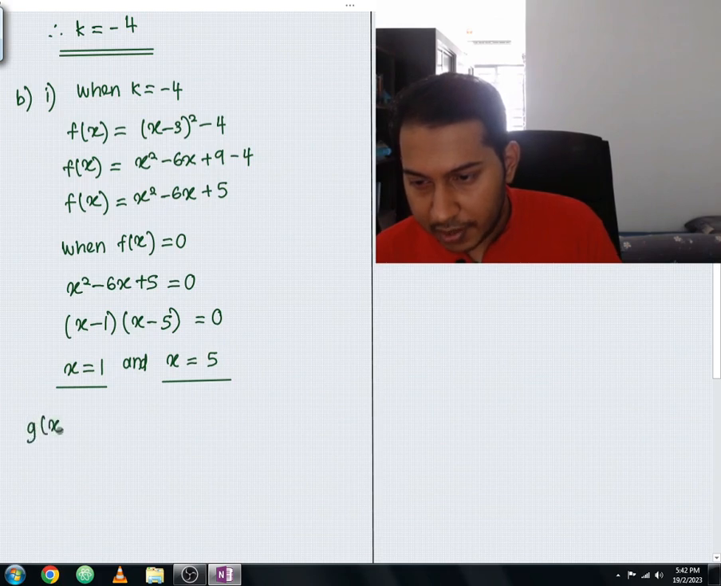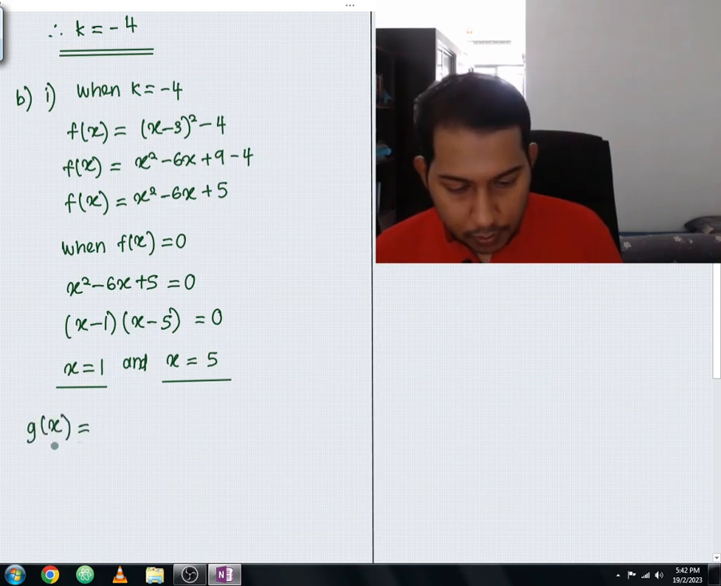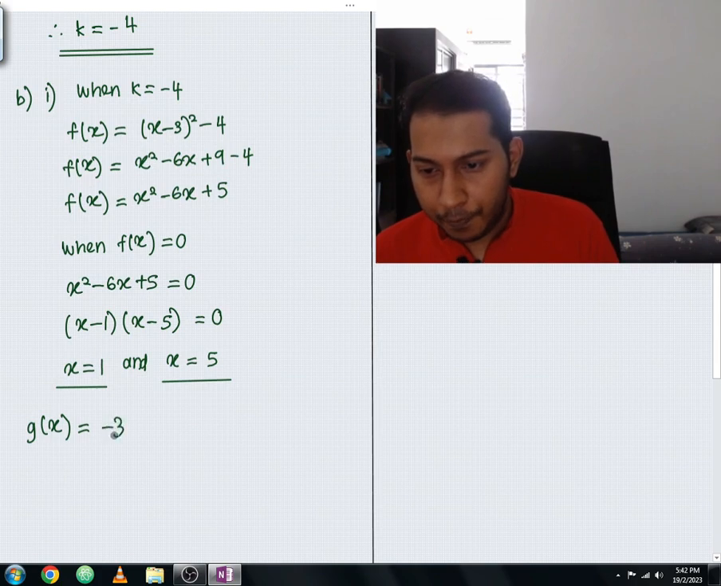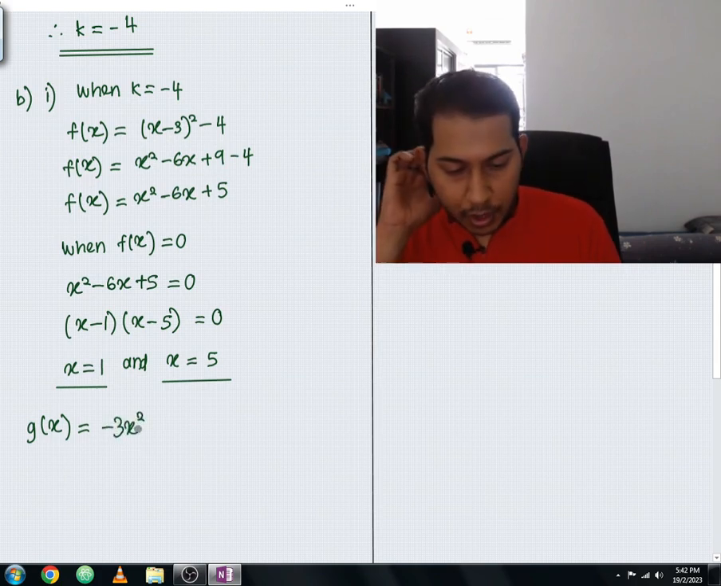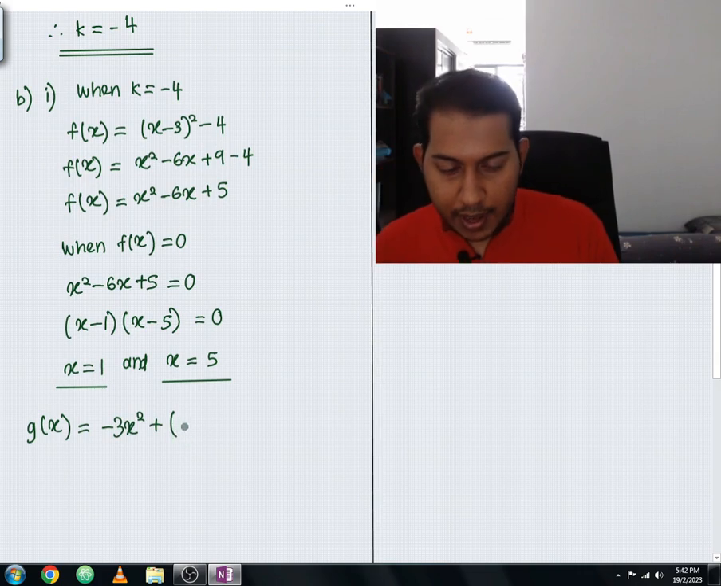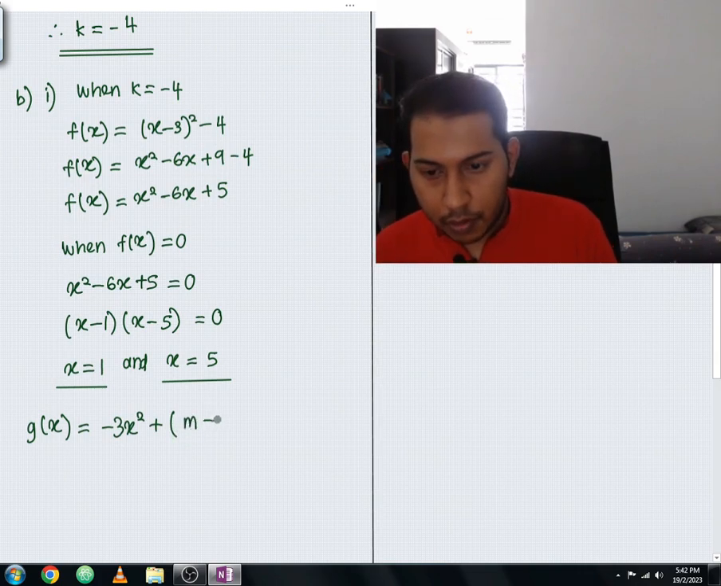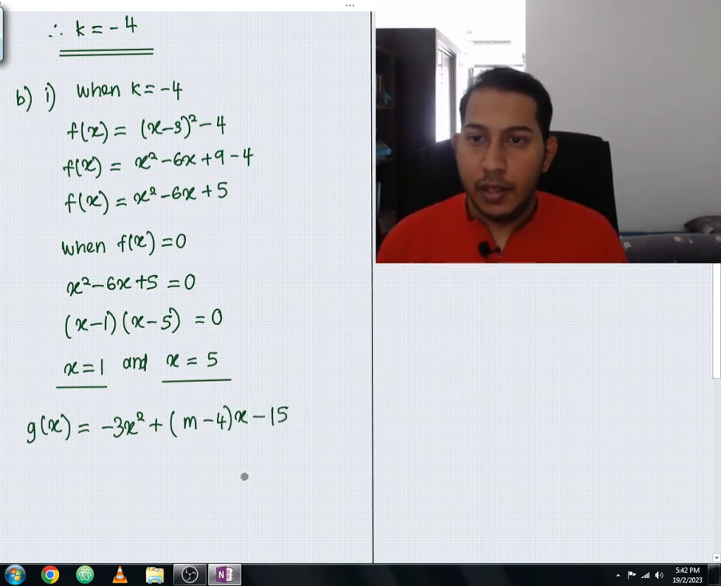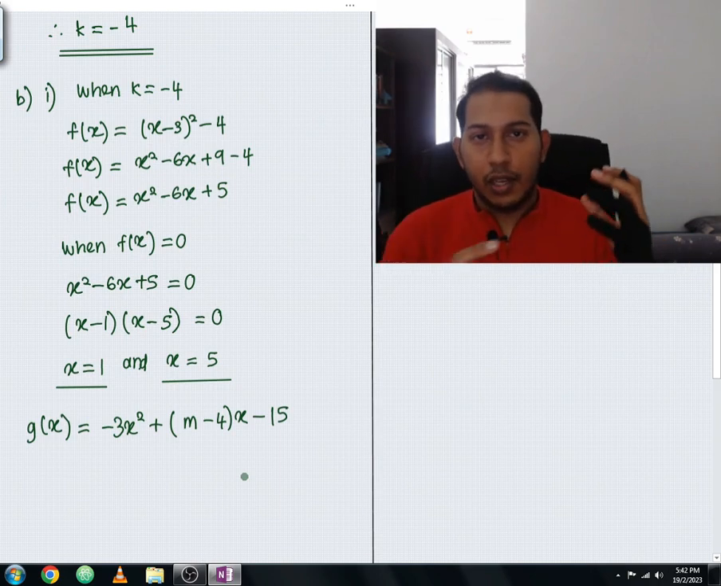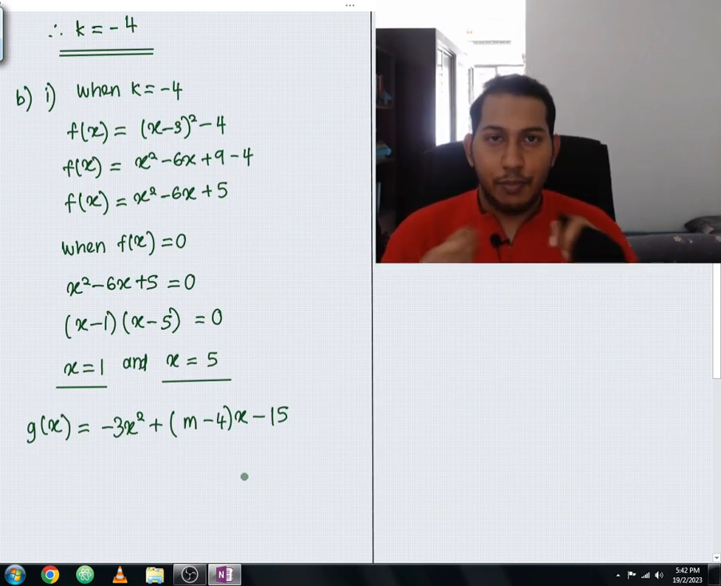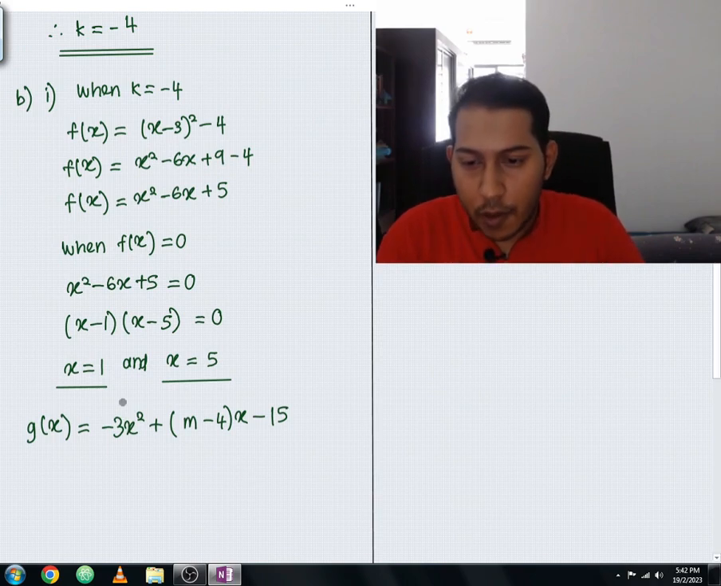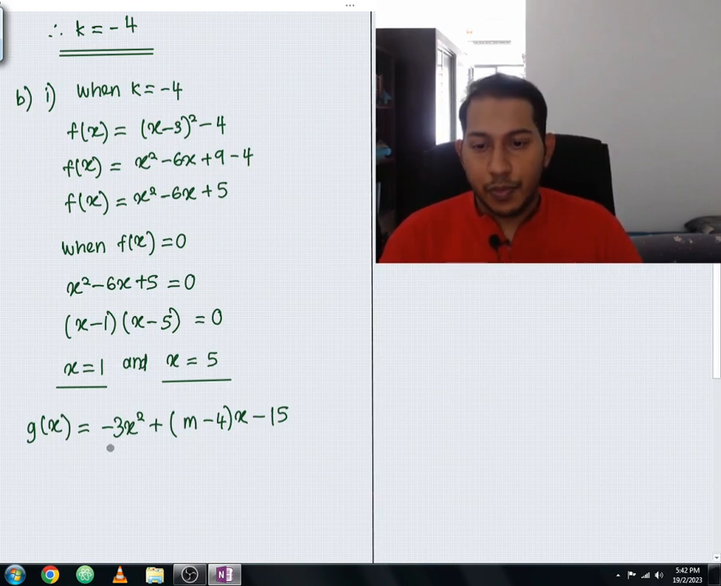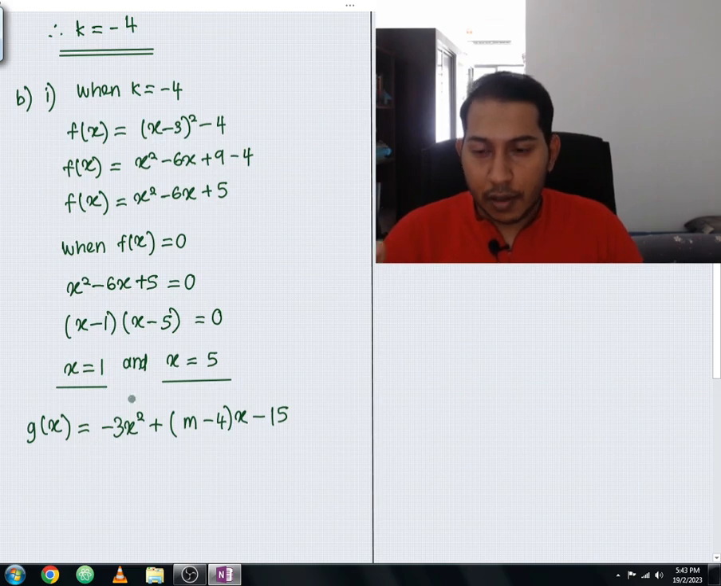So from here g(x) is equal to 3x^2 + (m - 4)x - 15. Okay, so before proceeding to do the SOR and POR calculation, it is important for us to set our coefficient a equal to 1. So how are we going to set our coefficient a equal to 1? We divide the whole equation by -3.